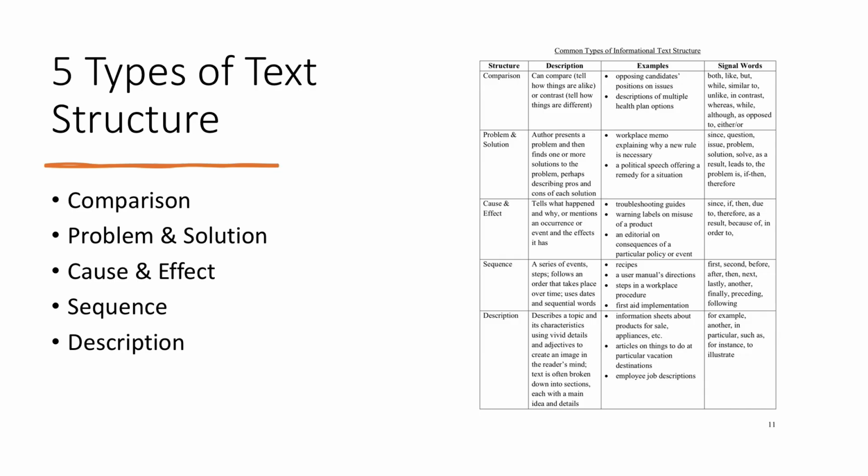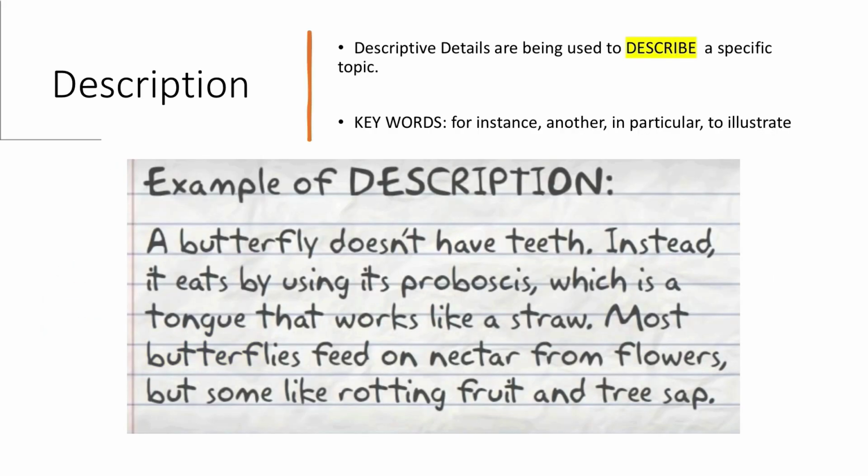There are 5 types of text structure. Now we will be talking about each of these. So we have comparison, problem and solution, cause and effect, sequence, and description. The first one that we're going to look at and talk about is description.